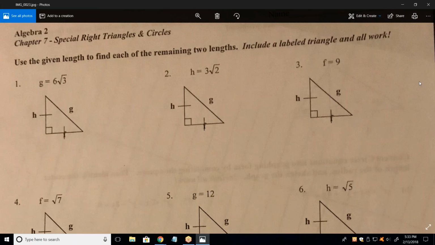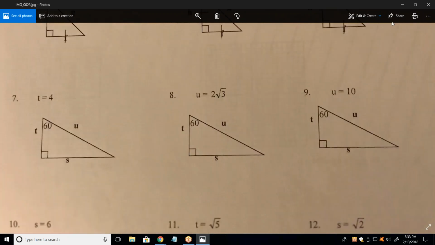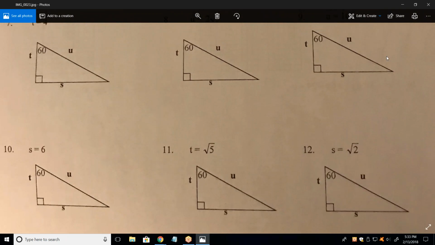Actually, not so much trig. Hold on a second. Let me just take a gander at these. Okay, so the first 6 are all 45, 45, and the next 6 are all 30, 60.